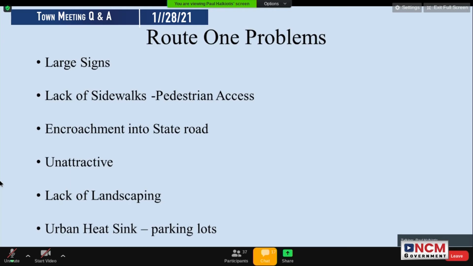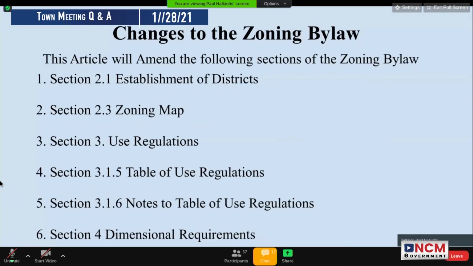Some sections of Route 1 look pretty good. Other sections, not so much. There's a lack of landscaping along some sections of the road. Other sections have trees and look really nice. When we worked with the Metropolitan Area Planning Council, our regional planning agency, on the municipal vulnerability preparedness project, they identified areas of town that have the urban heat sink effect. And along the Route 1 corridor, all the pavement and those parking lots were identified as one of the town's hotspots.